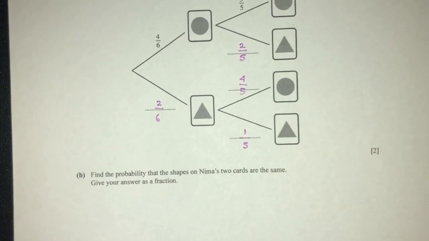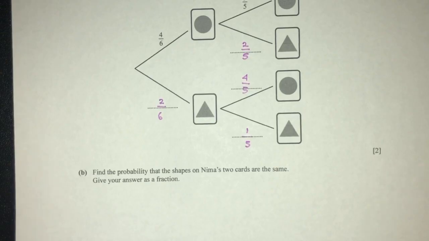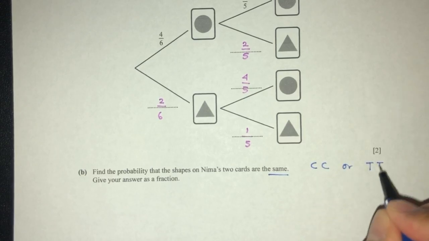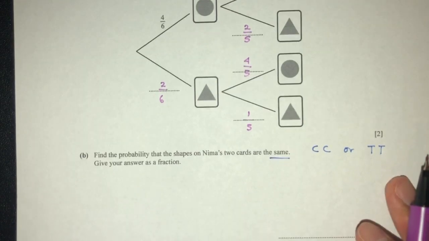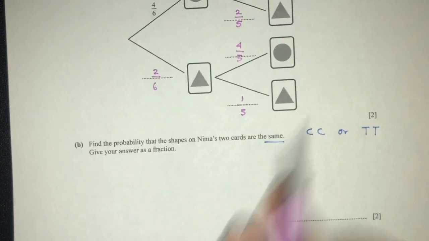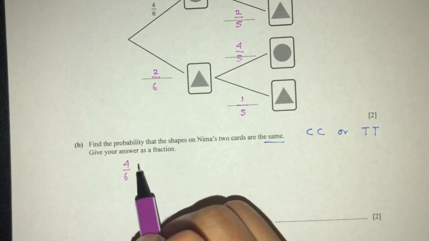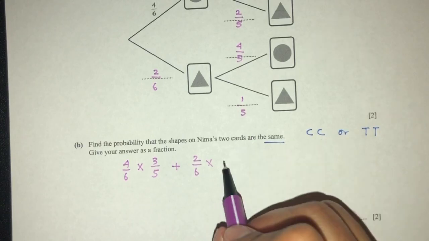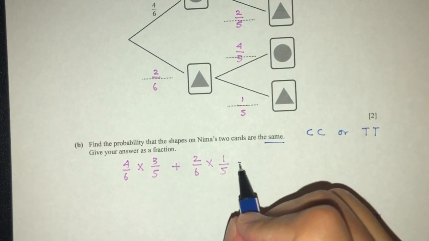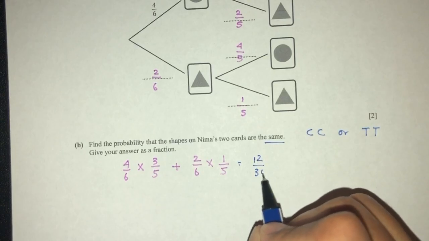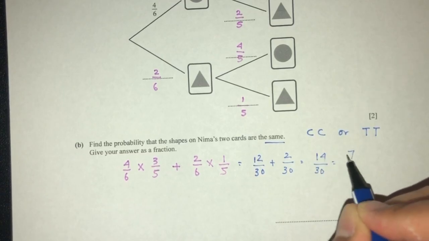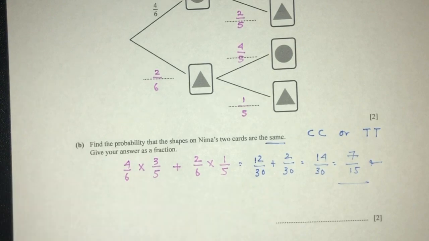Pretty simple. Now part B, we have to find the chance that the shapes on Nima's 2 cards are the same. So same, it could be circle, circle, or it could be triangle, triangle. That's the main idea. So circle, circle will be 4 over 6 and 3 over 5. When you have 'and', it will be multiply. 'Or' is plus. Triangle will be 2 over 6 times 1 over 5 for the other triangle. So simplify, you will have 12 over 30 plus 2 over 30. That will be 14 over 30, which is 7 over 15 as your answer. That will be part B of your question.